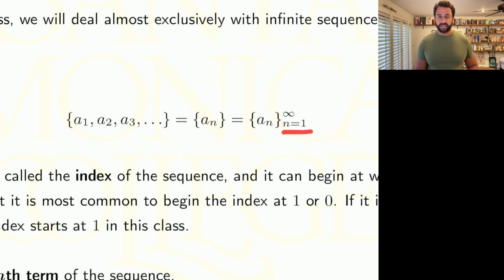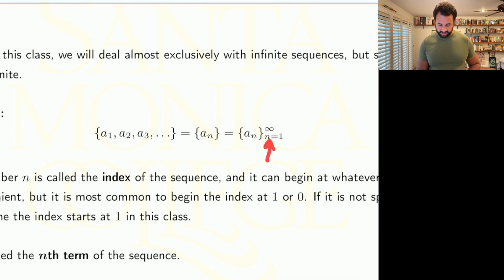So here this is indicating that n starts at 1, meaning there's a first input when n is 1, and then you get a sub 1, which is the first output. And it can go all the way up to infinity, or if it's a finite sequence, you would have a finite number here where the sequence stops, okay?